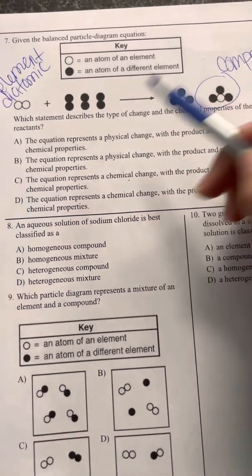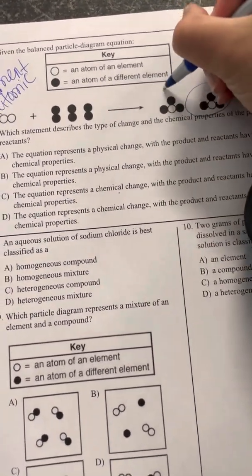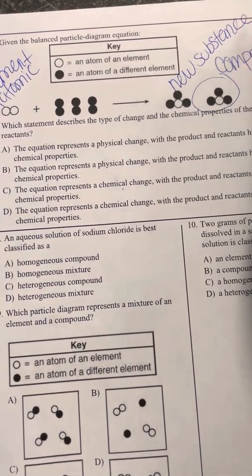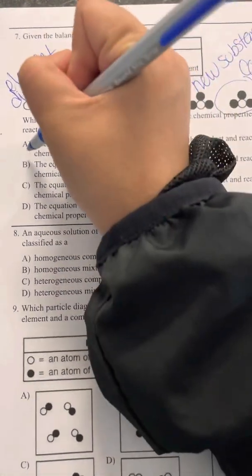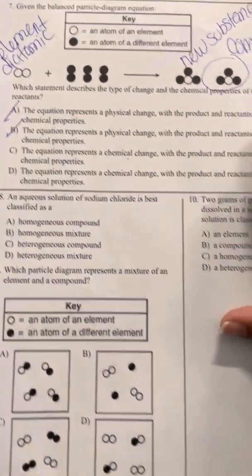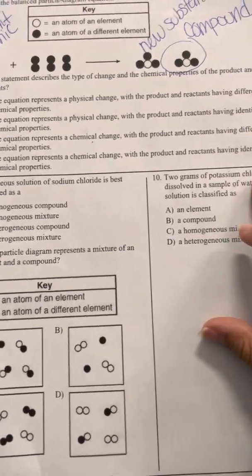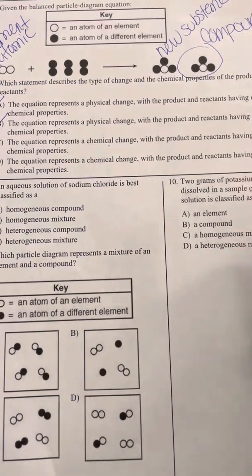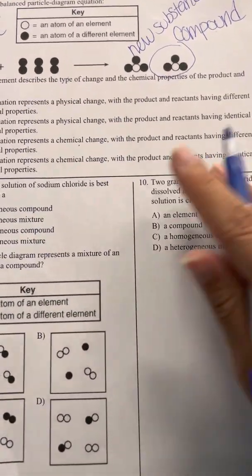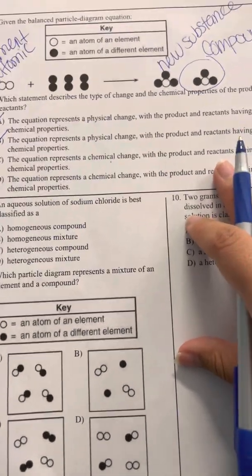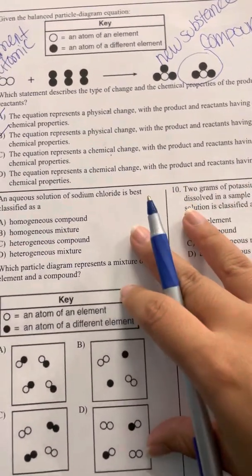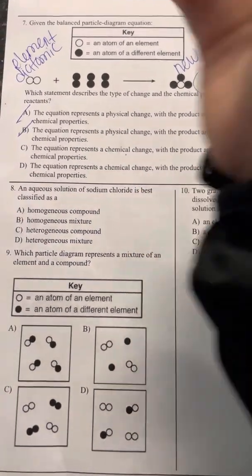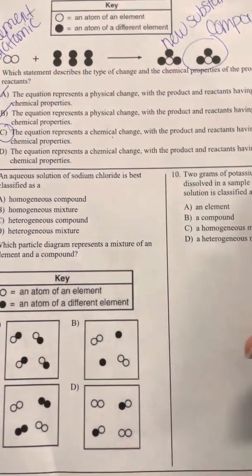Is it physical or is it chemical? Well, there is a new substance being made. So this is not a physical change, so I'm going to cross out A and B right then and there. And now I'm stuck with C and D. With the products and reactants having different chemical properties, or with the products and reactants having identical chemical properties. If I have a new substance, they're no longer going to have the same chemical properties they had before, so C is the correct answer.